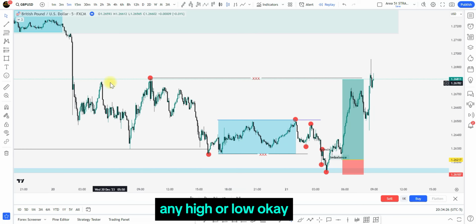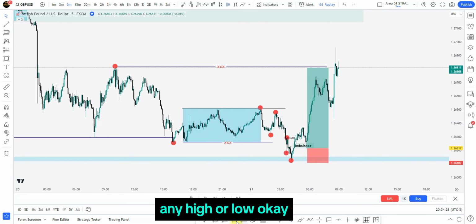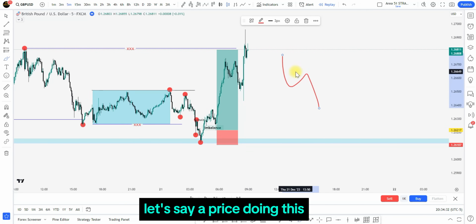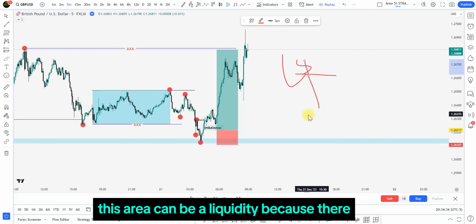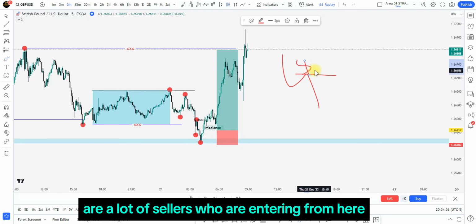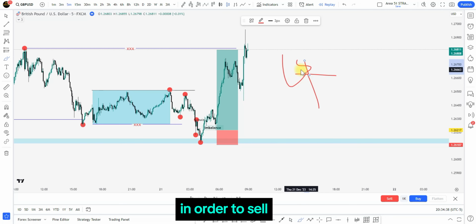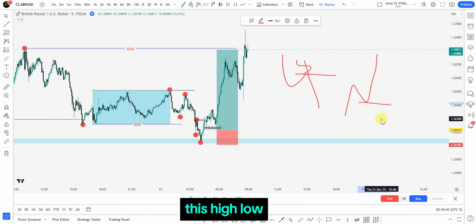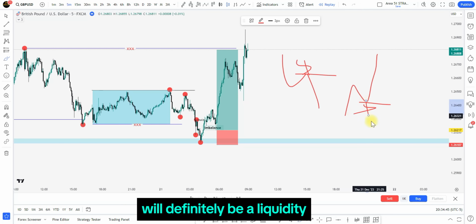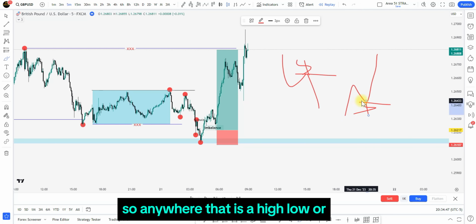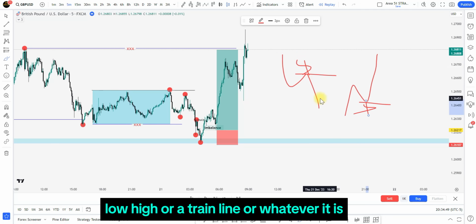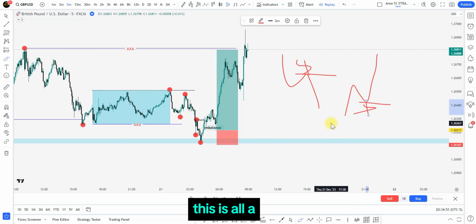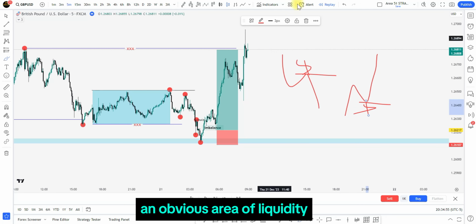All right, any high or low is considered a liquidity. Let's say price doing this area can be a liquidity because there are a lot of sellers entering from here in order to sell to the downside. And if the price is in an uptrend, this higher low will definitely be a liquidity. So anywhere that is a higher low or lower high or a trend line or whatever it is, double top, double bottom, this is all an obvious area of liquidity.